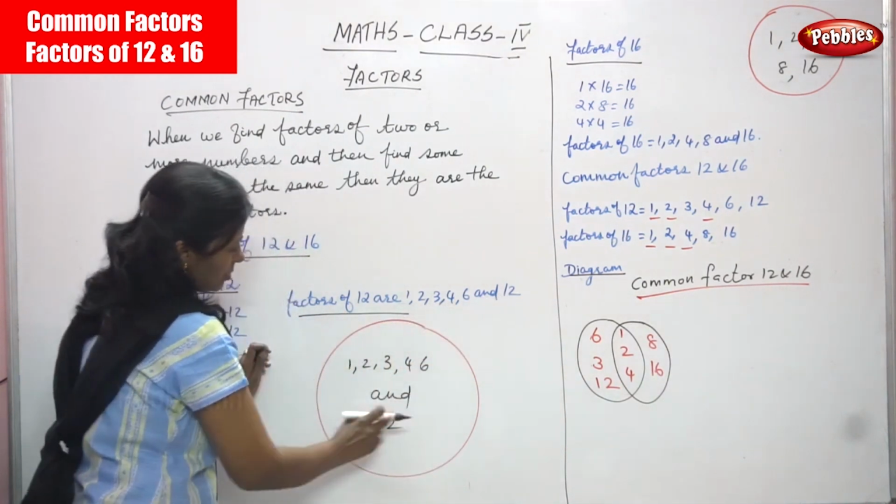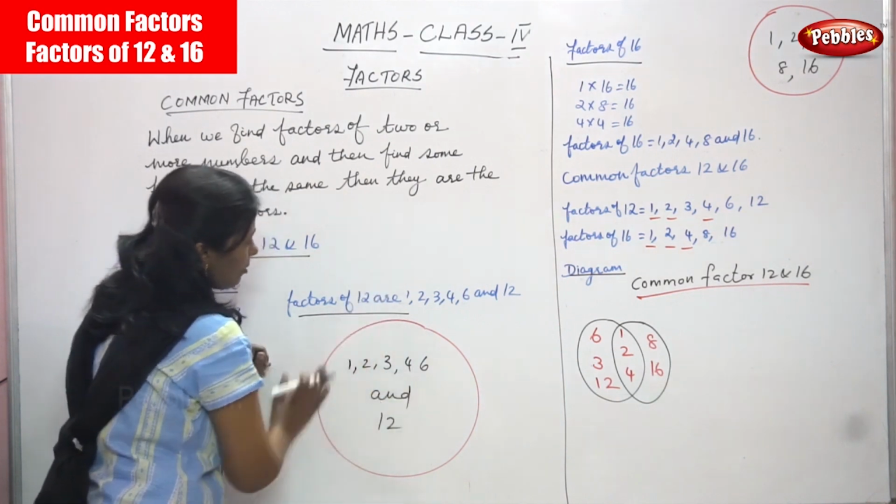That is what I have mentioned in the circle. So 1, 2, 3, 4, 6 and 12. These are the factors of 12.